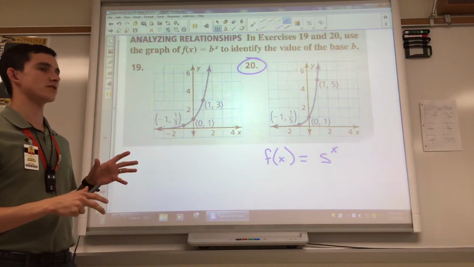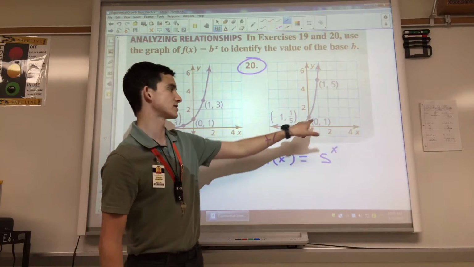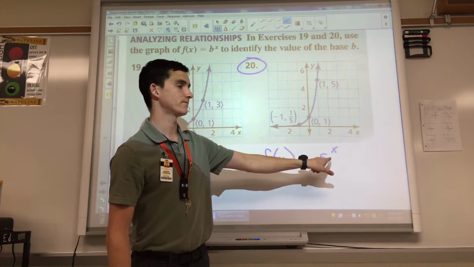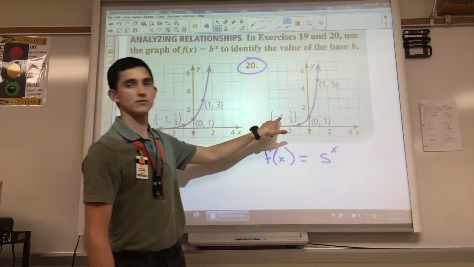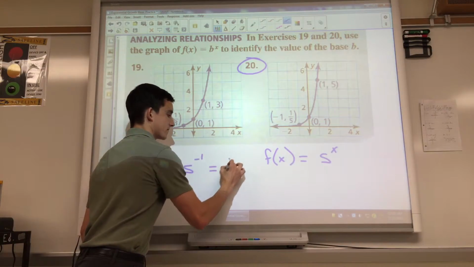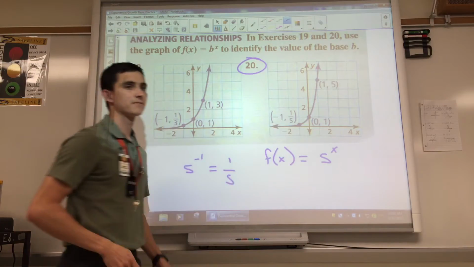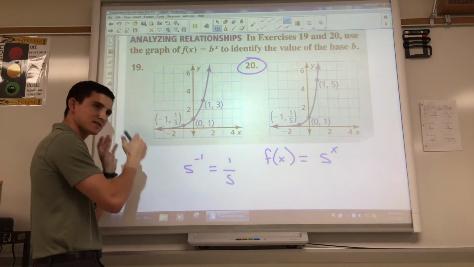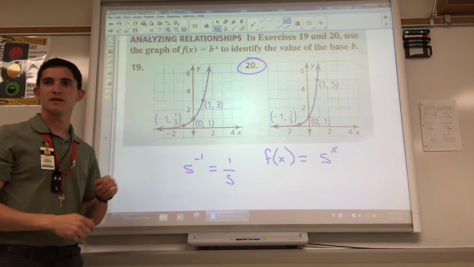And let's just make sure that makes sense too, because if x were 0, what's 5 to the 0 power? 1. And if x were negative 1, what's 5 to the negative 1 should equal 1/5, right? So yeah, it works out. This is the basics of exponentials right now. Are we good there?